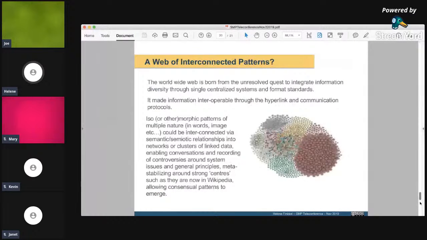So just to conclude, an idea that I have been working on and discussing with several people, including Len Troncale, was ways to interconnect different patterns on all types of criteria, not necessarily isomorphy.